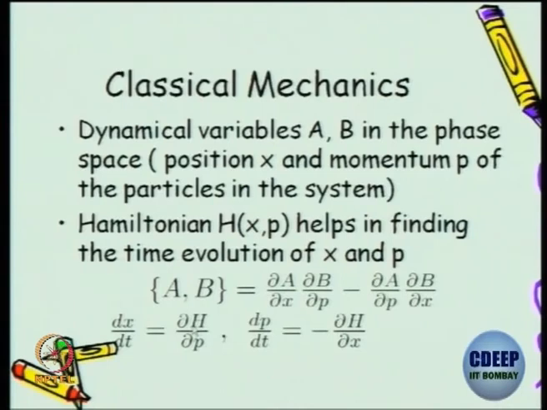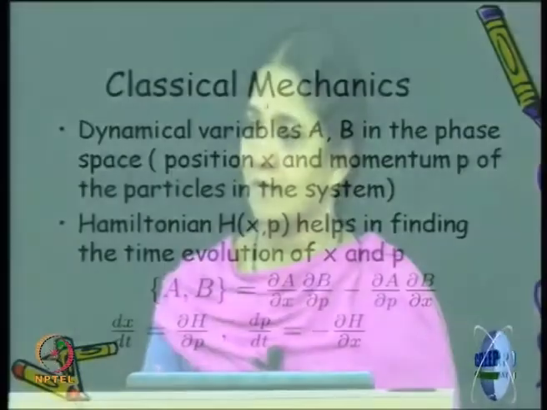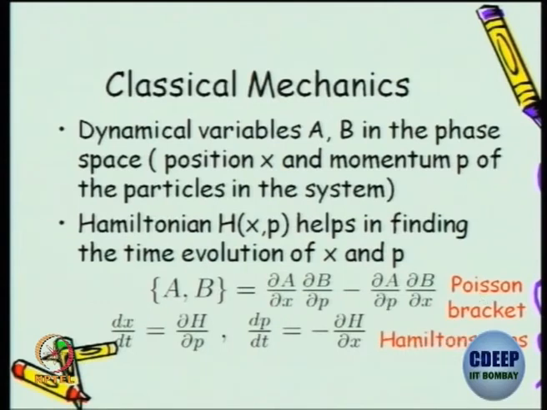And the evolution equations depend on the Hamiltonian, and you can write x dot, dx by dt, involving the partial derivative of the Hamiltonian. Hamiltonian is also a dynamical variable which is dependent on x and p. So you will have an equation which gives you the time evolution of the position coordinate, another equation which gives you the time evolution of the momentum. What are these equations called? Hamilton's equations. So these two equations which give you the time evolution in phase space are called Hamilton's equations, and this one is called the Poisson bracket.